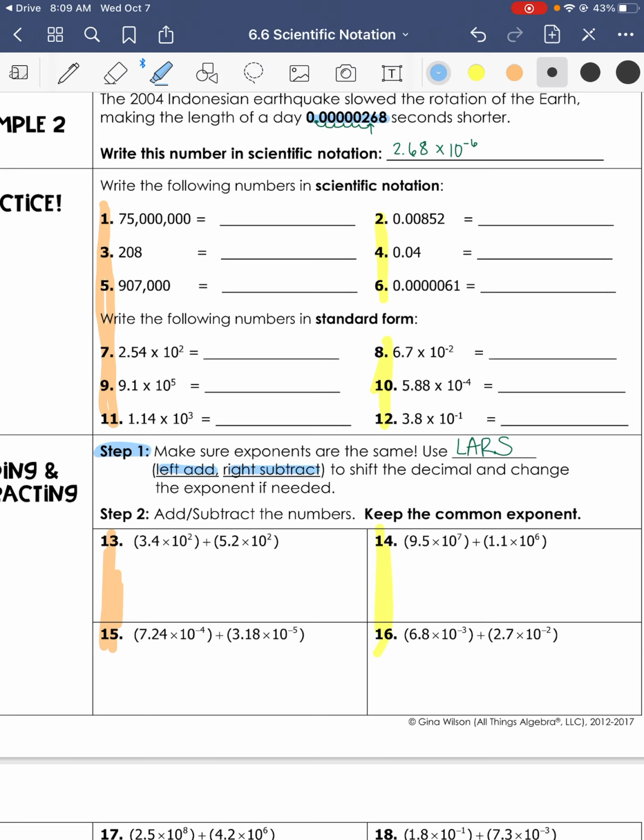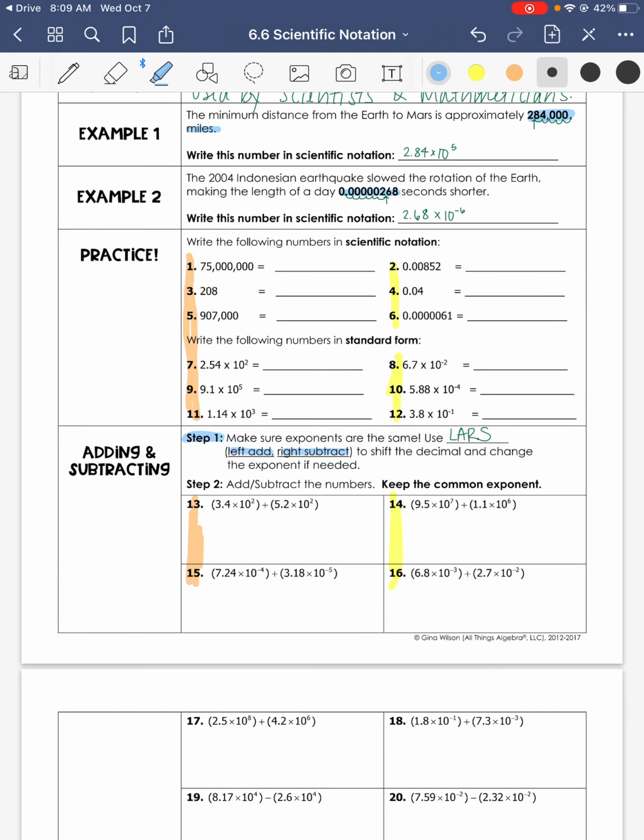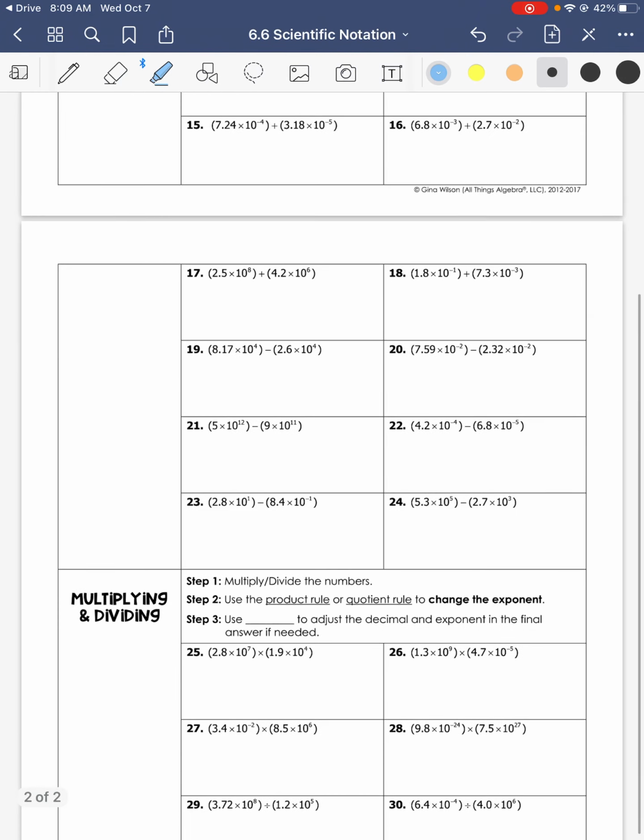If you need to add to an exponent to match your other number, you need to move the decimal to the left. And if you want to make the exponent smaller, you want to subtract from the exponent, you need to move the decimal to the right. Okay, so there's some practice there for you. Once the exponents are the same, you're going to just add and subtract the numbers and keep the common exponent. We did some practice yesterday. This is just another review.